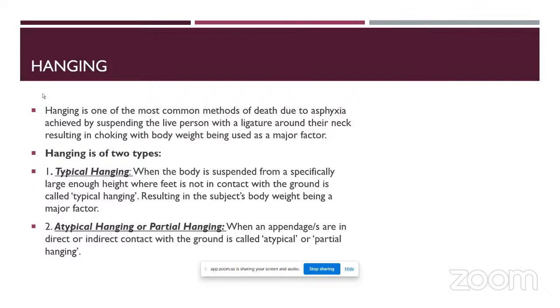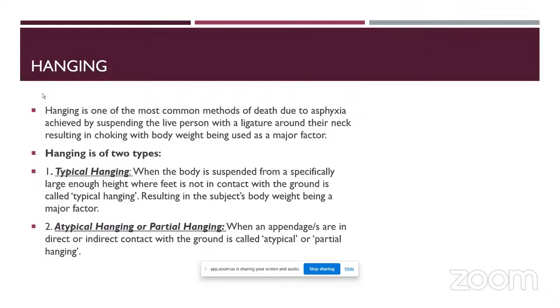But when somebody is talking about an atypical hanging, it does mean that the feet or some of the body part is touching the ground, or it can be called partial hanging. Now, an important term when we talk about hanging is ligature.